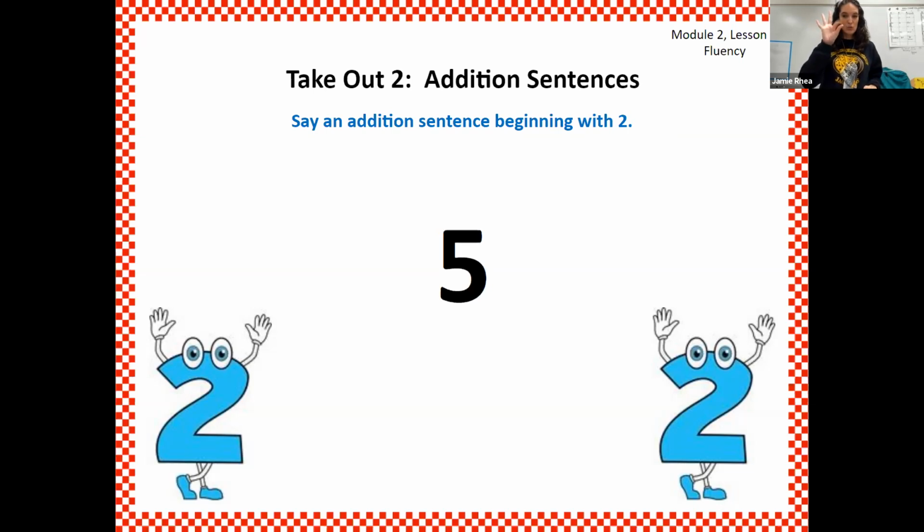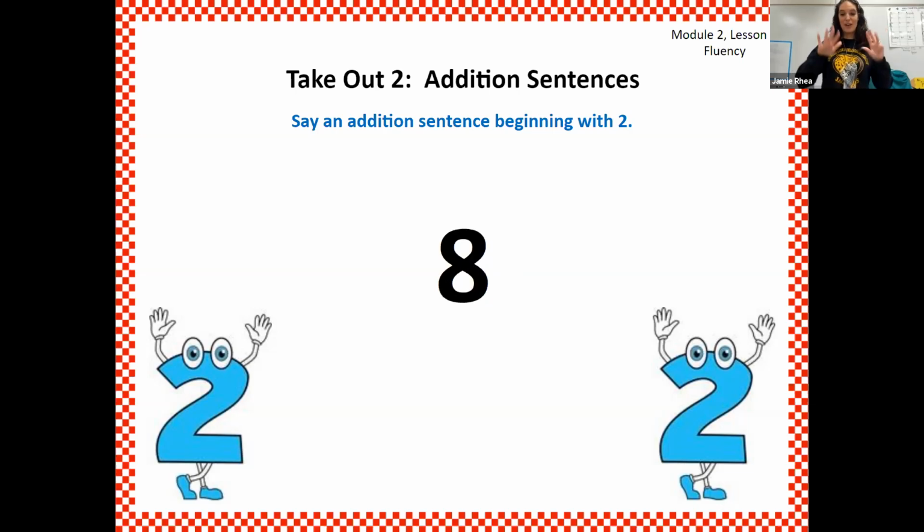5, 2, and 3 make 5. Ooh, 9. If I take 2 out, I'm left with 7. So 2 and 7 make 9. Here's my 6. Take 2 out, got 4. 2 and 4 make 6. There's 10. Let's take 2 out. I've got 8. So 2 and 8 make 10.